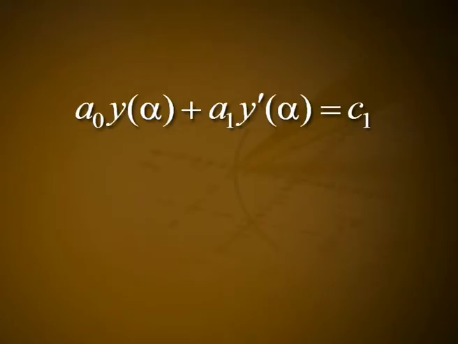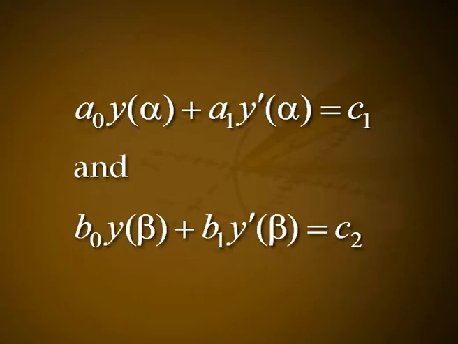If the function g has the value 0 for each x and if the boundary values y0 and y1 are also 0, then the problem 1 with conditions 2 is called homogeneous. Otherwise, the problem is non-homogeneous. Remark: sometimes the boundary conditions have the form a0 y(alpha) + a1 y'(alpha) = c1 and b0 y(beta) + b1 y'(beta) = c2.